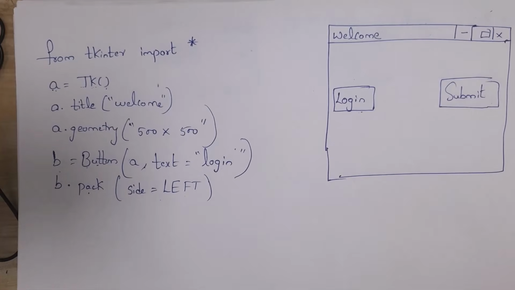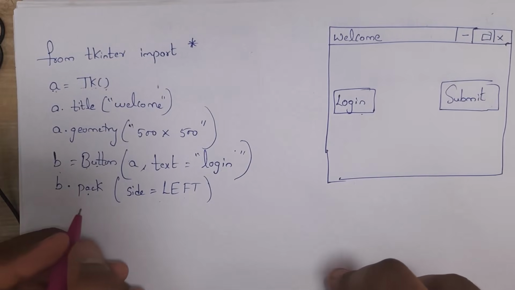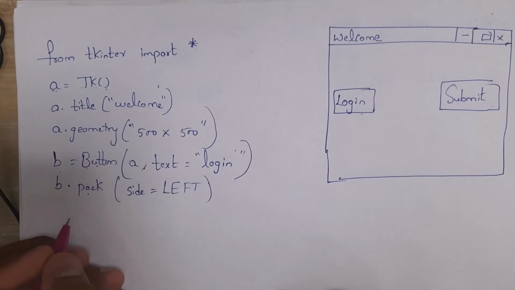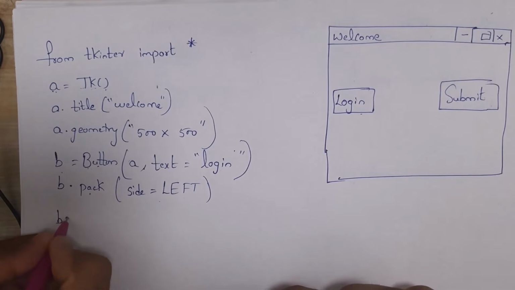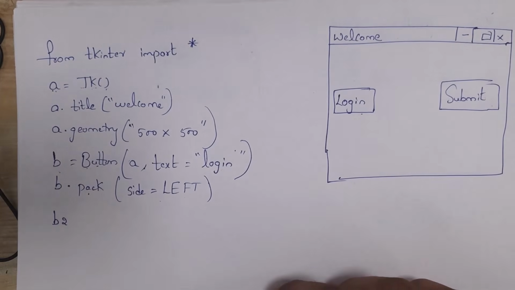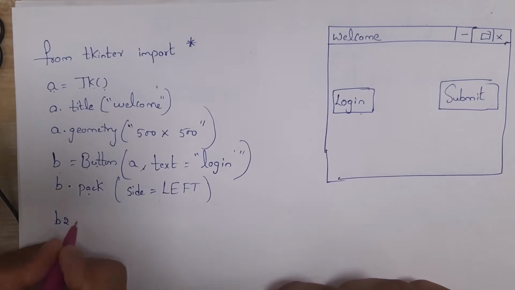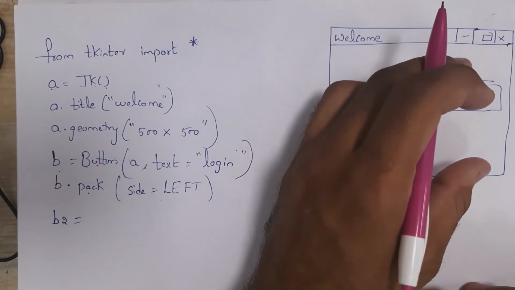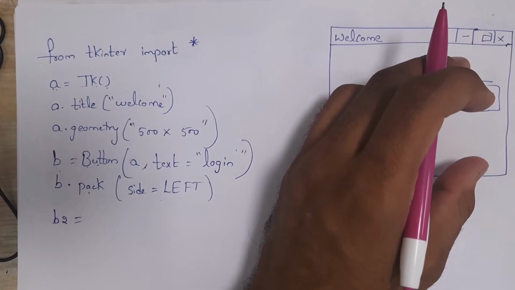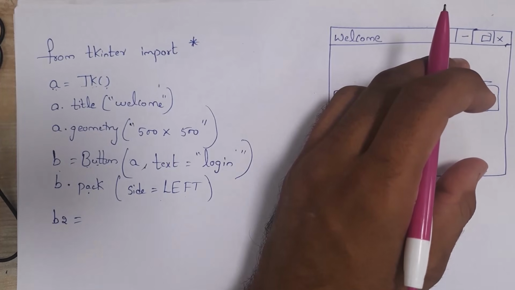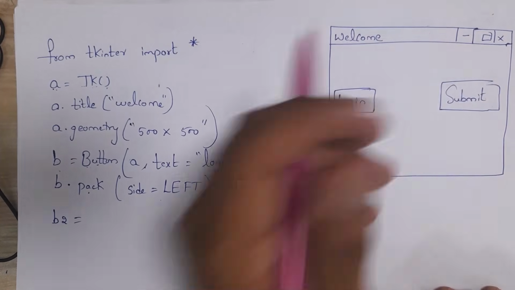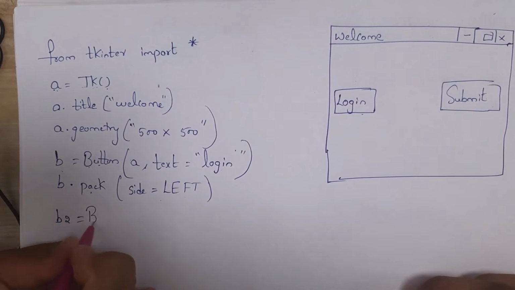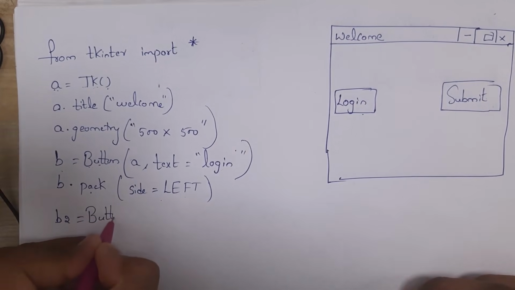And similarly, I want to create another button, that is submit, and I want to place this submit button right side. So just write here, you can take any variable name. Here I am taking variable name as b2. This is button 2, so I took here b2. b2 equal to, I already said before, in order to create button widget, you need to use Button method. And for Button method, B is capital letter. So just write here capital B U T T O N, Button.